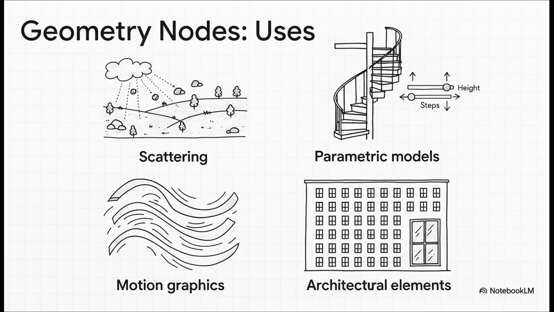You can create what are called parametric models, like a spiral staircase where changing a single height value automatically adds the perfect number of steps. That same logic can drive complex motion graphics or even build out entire building facades.